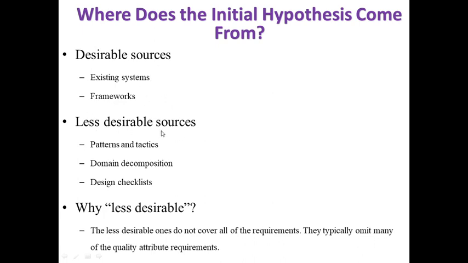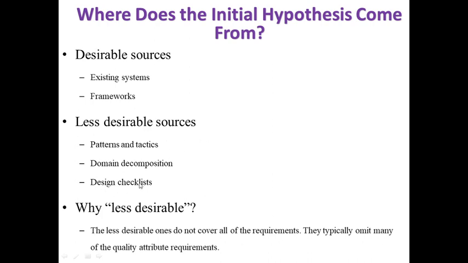Less desirable sources tell you that it may be like that. So you can get the design from that, but not exactly. The first one is patterns and tactics, which we already studied. In domain decomposition, again it has to be decomposed and the checklist has to be designed. So these are all less desirable sources.